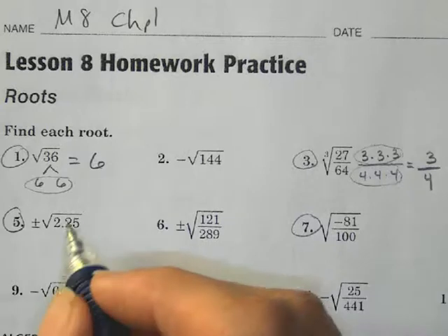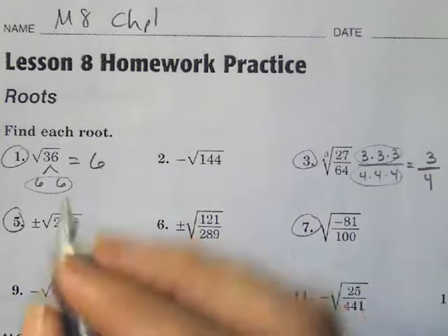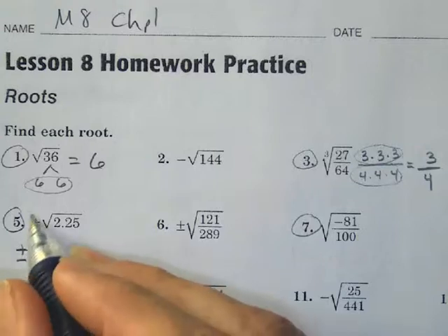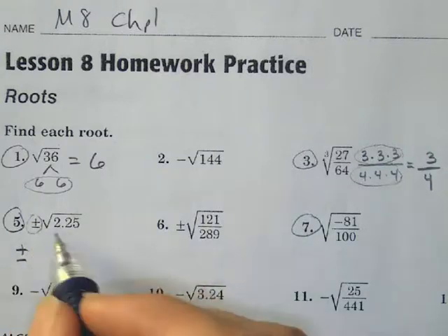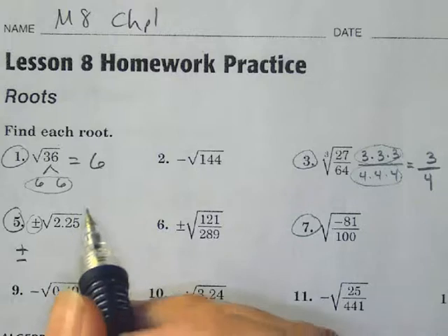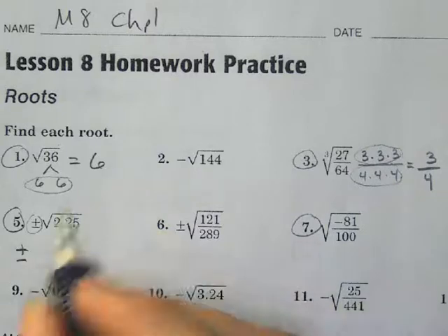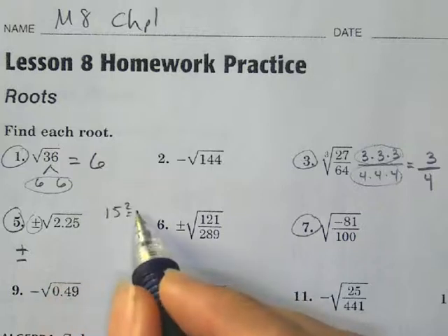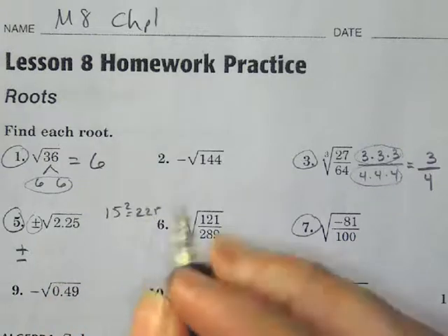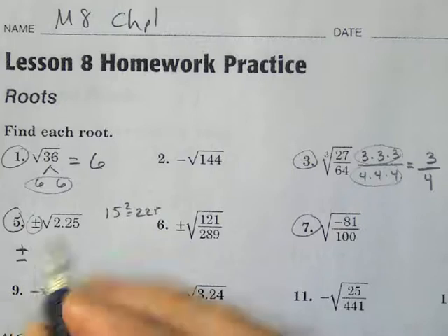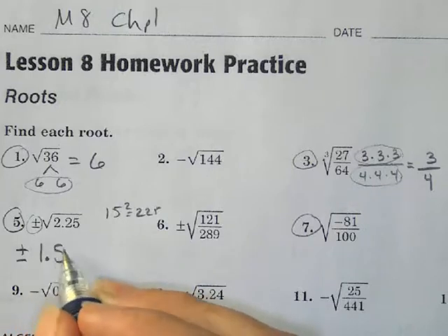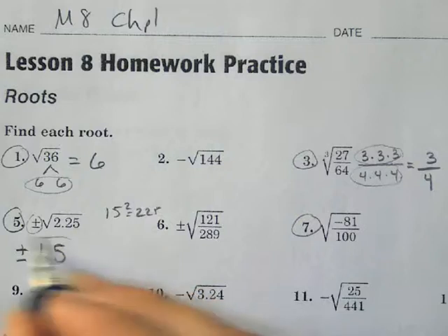On this next one, we have a decimal value. I can first of all tell you that the answer is going to stay plus or minus, because that's the thing that's out in front of the radical. 2.25, you may not know, but if you recognize this, we know that 15 squared is equal to 225. As a result, it's not 15, it's 1.5. That becomes our solution for number 5.